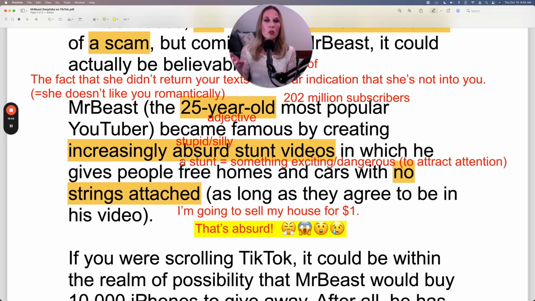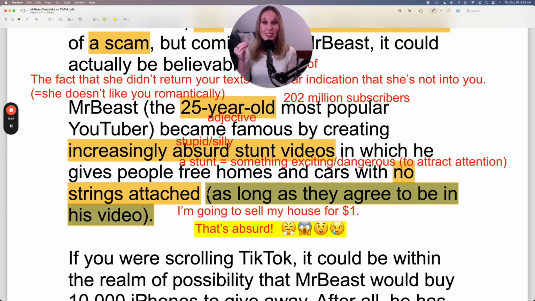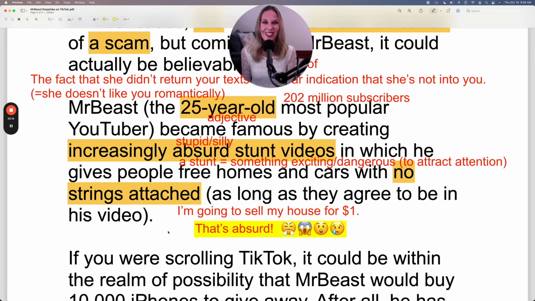So here he gives away free homes and cars with no strings attached as long as they agree to be in his videos. It's funny that the article used no strings attached because this right here is an example of having strings attached. The fact that they have to do something, be in his video, that is a string. That's a string attached to the offer. So technically, this isn't an example of no strings attached.